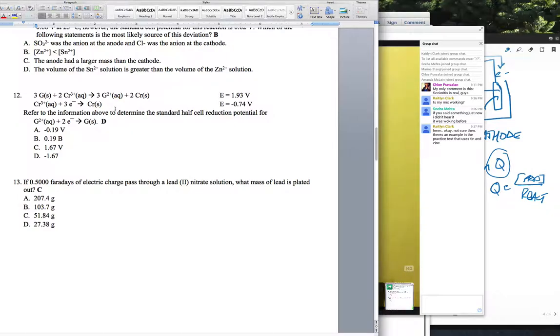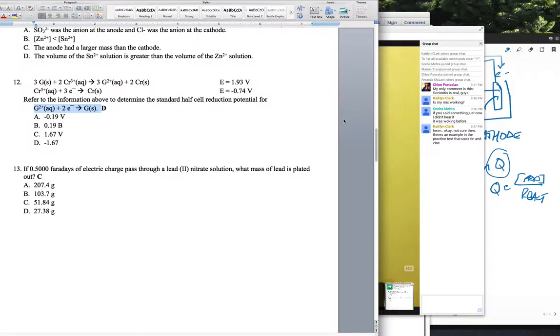You have these half reactions. If we know that the overall reaction is 1.93 and the E of this half reaction right here is negative 0.74 and it's the reduction half reaction, which means that the other one has to be oxidized, right? So it would normally be written the other way if you're adding half reactions together. So you're writing it as a reduction though. So this is what I would say.